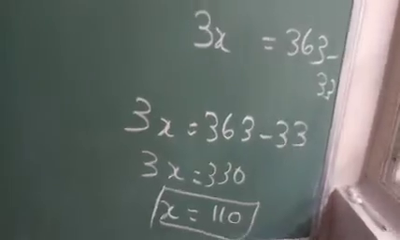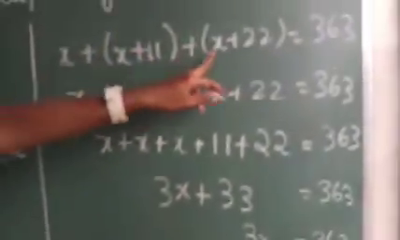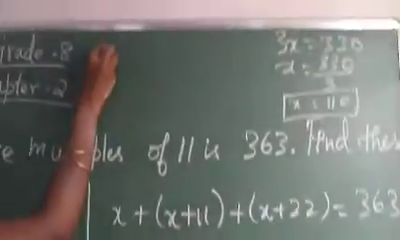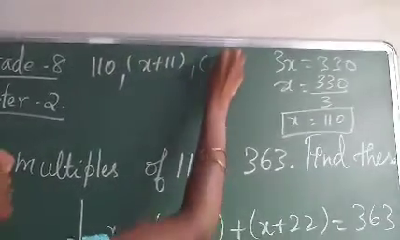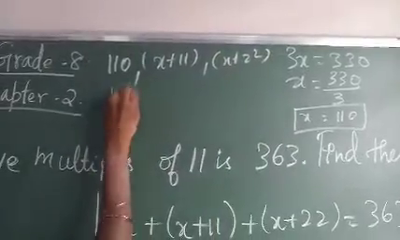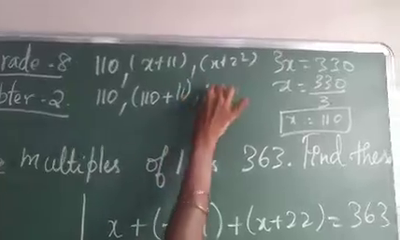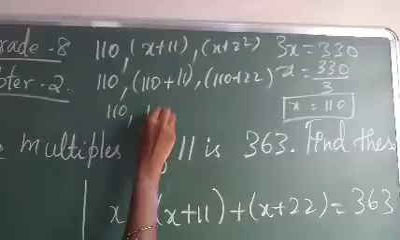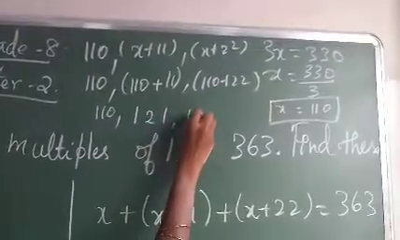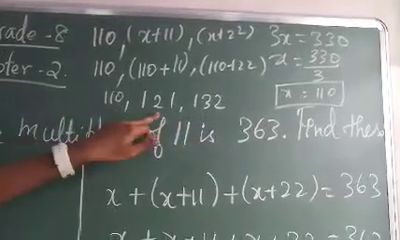So finally we have found the value for x. Now you substitute this x value in x plus 11 and x plus 22. So the first multiple of 11 is how much? 110. The next one is x plus 11. The next one is x plus 22. So see here, 110. Now you add x value and 11, then x value and 22. So see here, 110, 121 and 132. So these three are the consecutive multiples of 11.